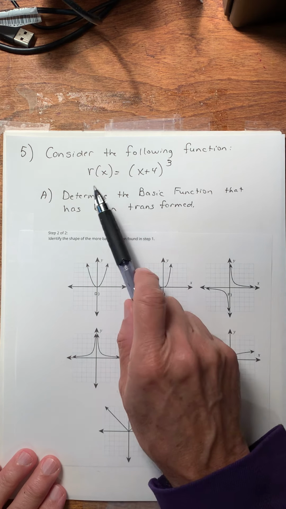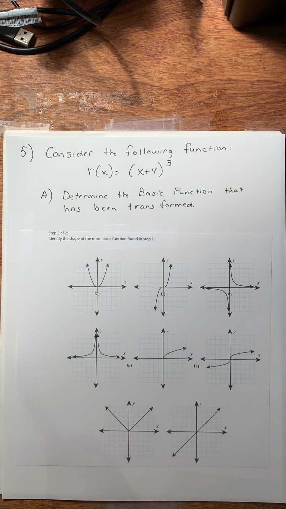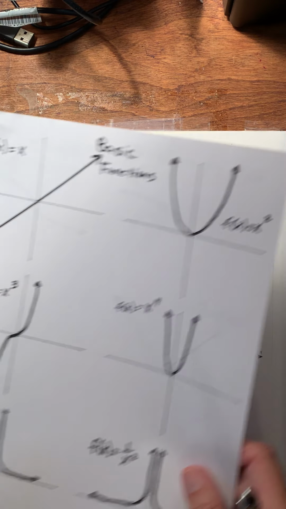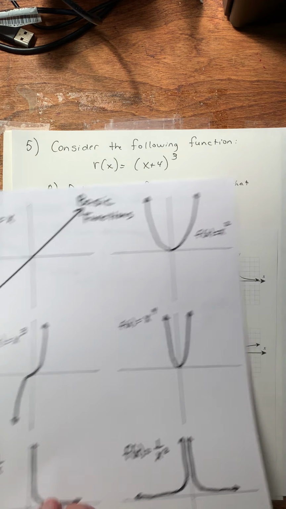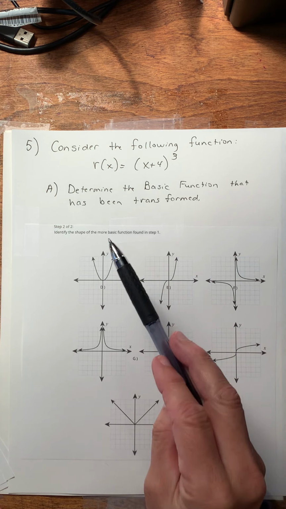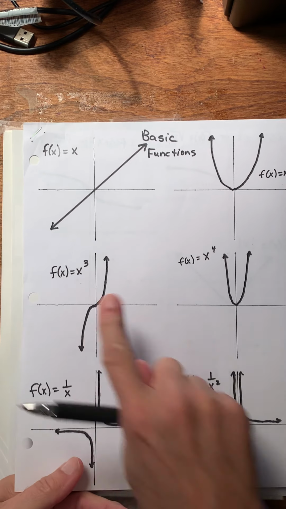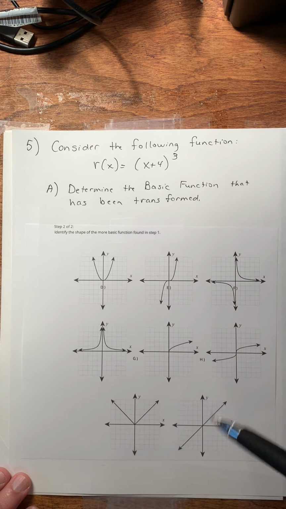Right, consider the following function. There it is, r of x equal, in parentheses, x plus 4 cubed. It says determine the basic function that has been transformed. And I don't think I have to tell you, this function is something cubed. So once again, f of x equal x cubed is the basic function that is being transformed. So identify the shape of the basic function. X cubed looks like that. So that is exactly what I'm looking for when I go here, and there it is.